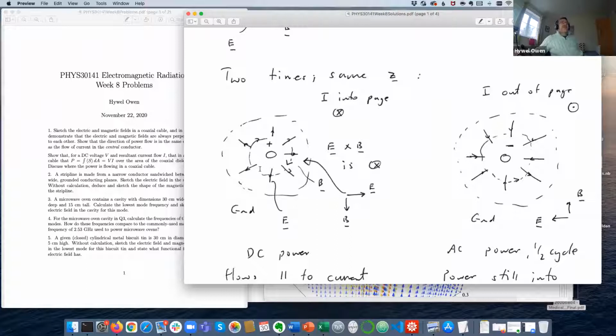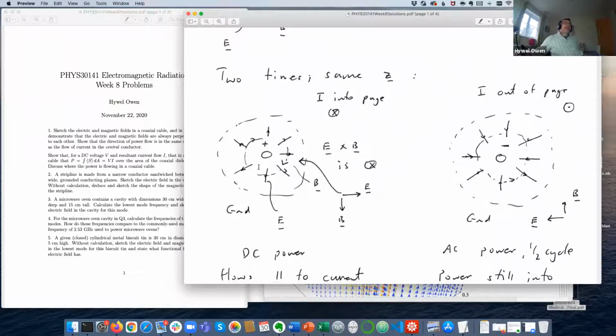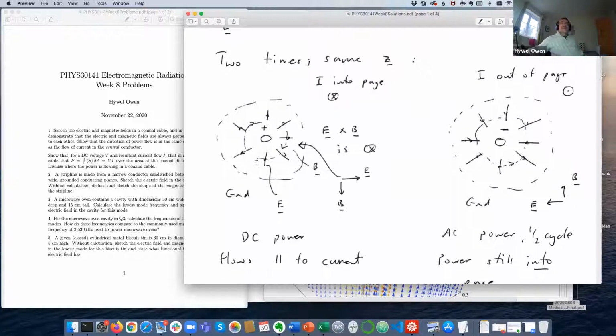If I take the cross product of the electric and magnetic fields, the direction our Poynting vector points is in the same direction as the current. So we can see here that on the left-hand side, the DC power flows parallel to that current. This is for a DC situation of a current flowing always in one direction, and the power also flows in the same direction.